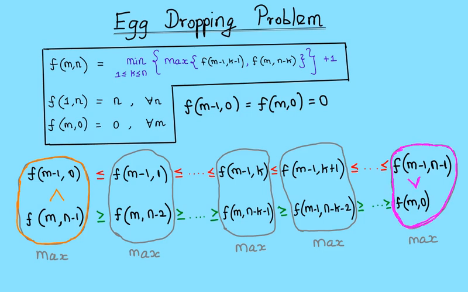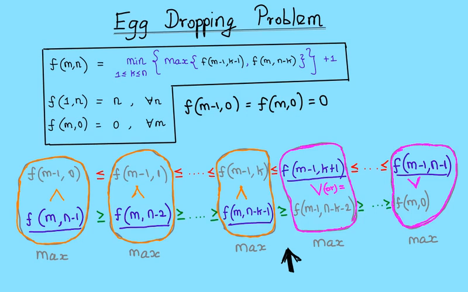This means that there exists a point where the inequality reverses. That means we have to find the minimum of all these elements. If we look at the lower elements, the minimum of them is this. If we look at the upper elements, the minimum of them is this. So we just need to find the minimum of these two elements. So we just have to get the point where the inequality reverses. And this can be done using binary search.